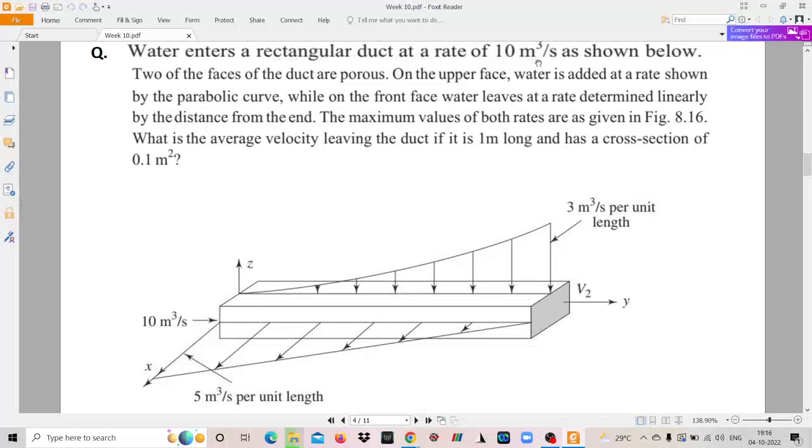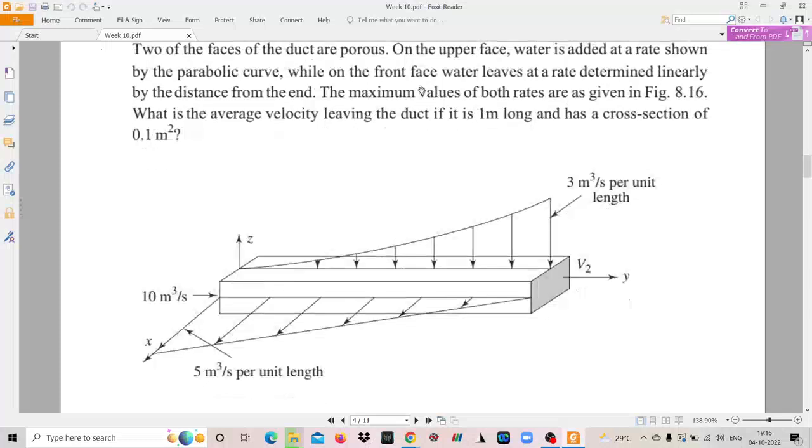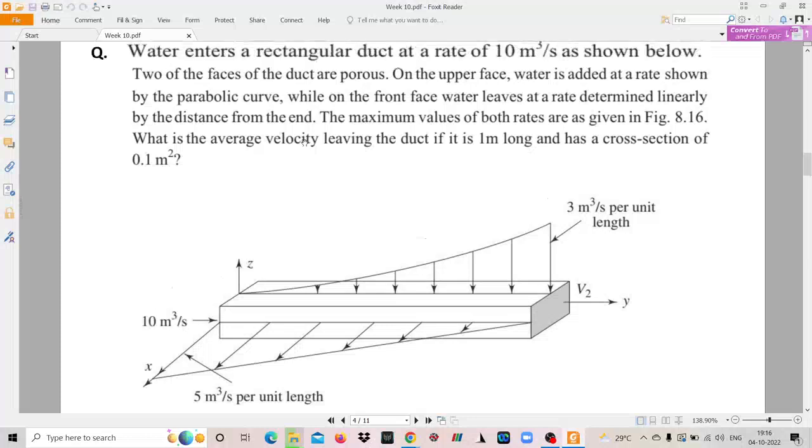Water enters the rectangular duct at a rate of 10 meter cube per second. So at this end, water is entering this rectangular duct at a rate of 10 meter cube per second. Two of the faces of the duct are porous. So first of all, there is a rectangular duct, at one end of which water is entering at 10 meter cube per second. Then two faces of the duct are porous. If they are porous, what does it mean? Water can leave or enter.